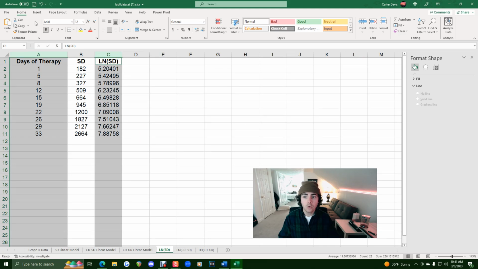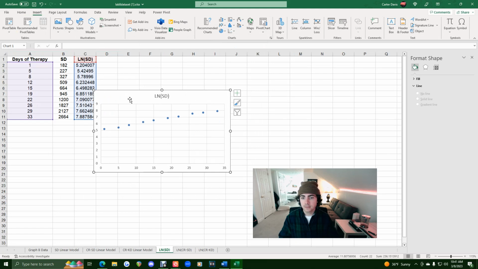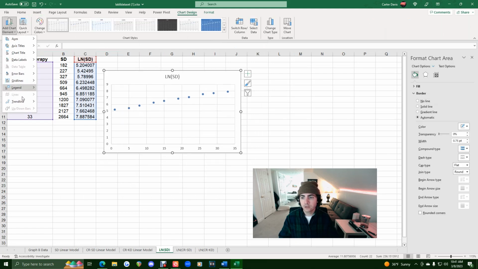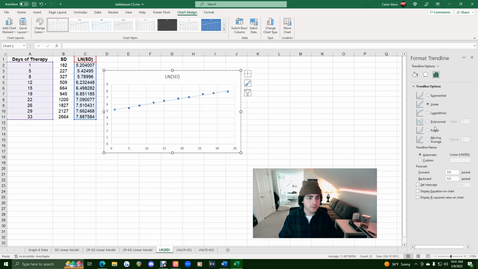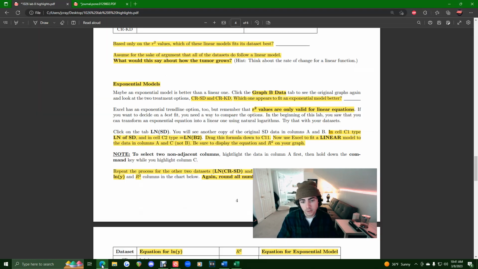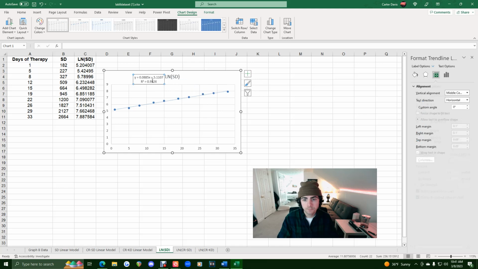Click on A, hold control, click on C, go to a scatter plot. These points look a little more linear. Add a trend line, more options. Make sure you click on the linear option if it's not already there. We're still doing a linear function. I know it's an exponential curve section, but the idea is we're treating these points as exponential and converting them to linear by using the natural log. Display equation, display R squared.